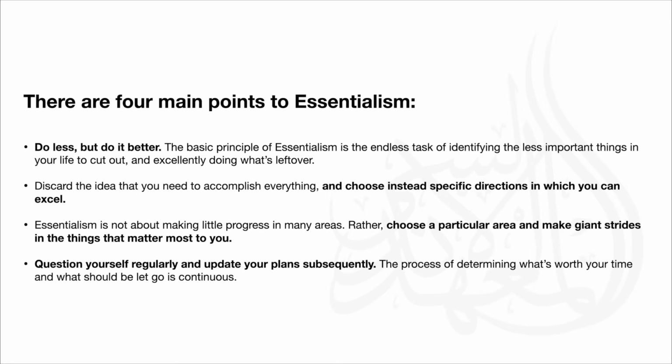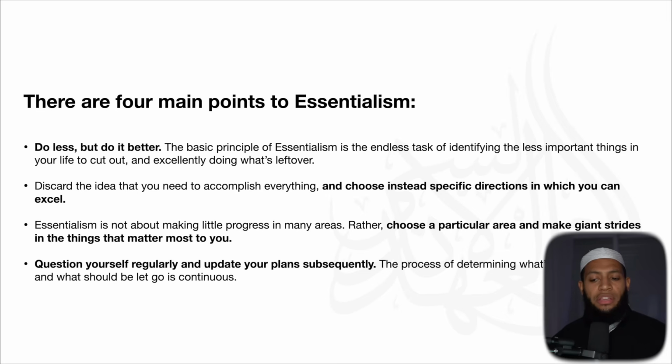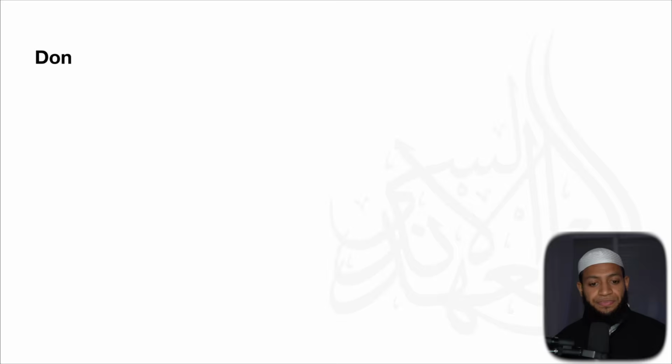Now, here you guys can see in summary the places that are in bold: do less but do it better, and choose instead specific directions in which you can excel. Choose a particular area and make giant strides in the things that matter most to you. Question yourself regularly and update your plans subsequently. To summarize, don't be a jack of all trades and master of none. Actually focus on one thing in order for you to be efficient at that thing.